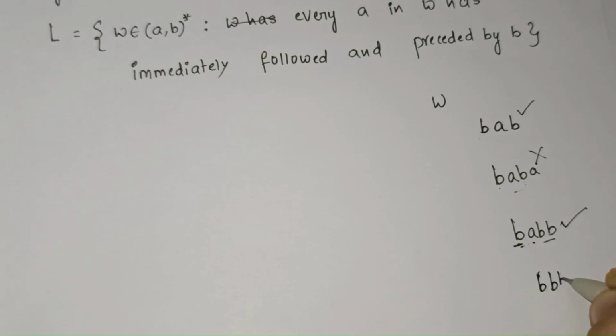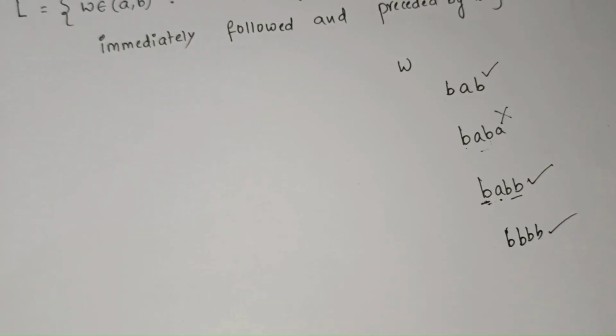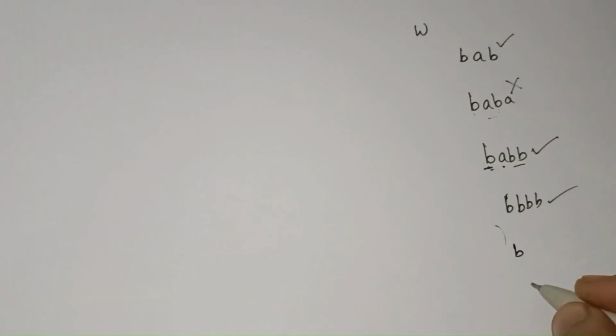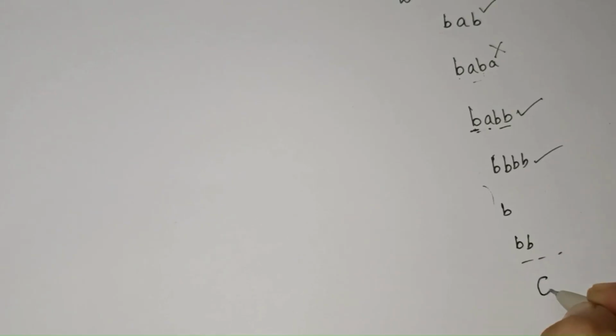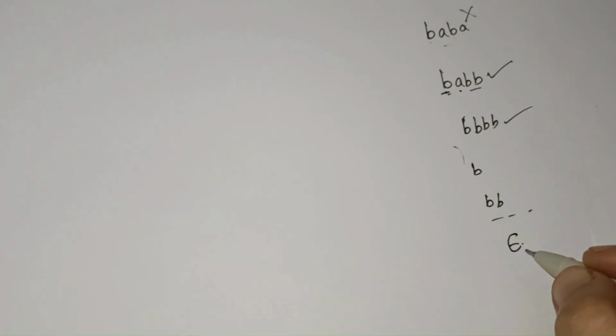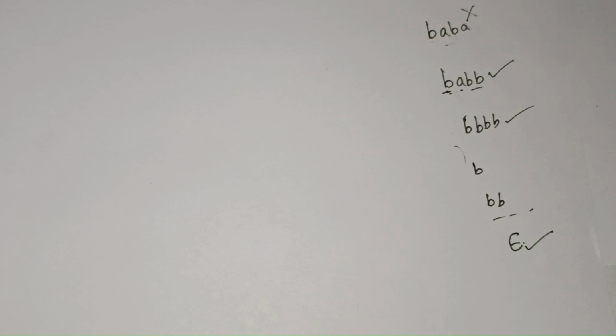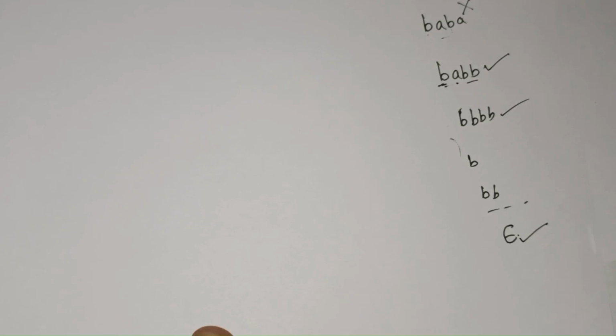If I take 4 B's, it will be accepted. There is no A. If there is A, then only we have a rule. If there is no A, that type of strings can also be accepted. So 1 B or 2 B's or any number of B's are accepted. If there is no input symbol at all, then that also should be accepted, because there is no restriction that it should not accept the empty string. It is telling only that if there is A, then before and after there should be B. So the empty string should also be accepted.